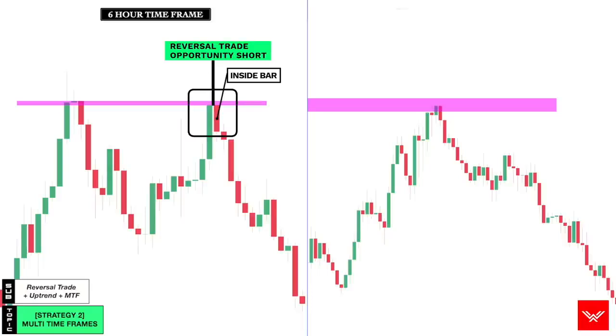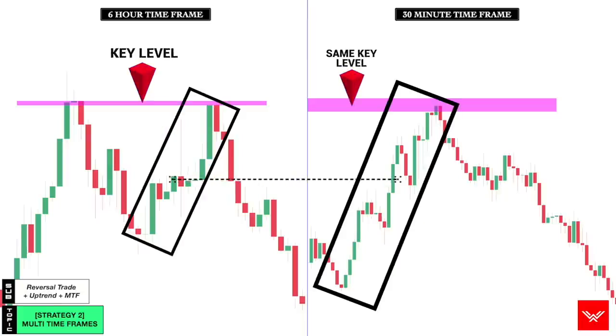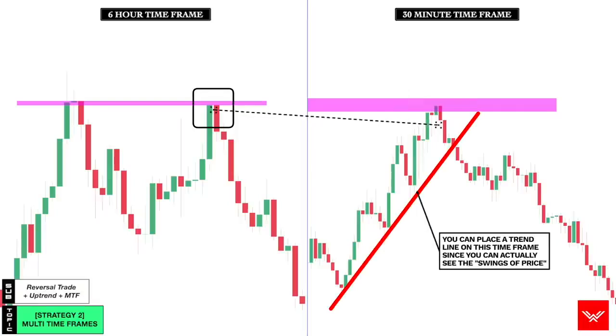Then on the right is the 30-minute time frame that was used for an entry point. Same key level, same pullback. This area here is this same area here. Now on the 30-minute time frame, you can place a trend line like this due to the swings of price being visible, where you couldn't do that on the 6-hour time frame on the left.